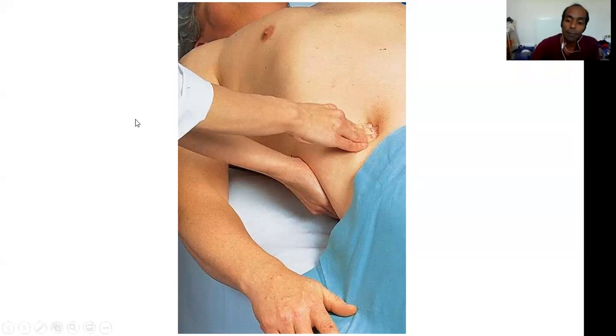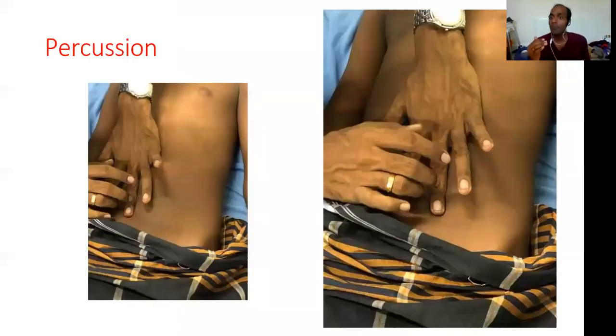Now, we talked about inspection. We talked about palpation. So palpation has two components: superficial palpation for any tender points, and then deep palpation for organomegaly, that is specifically the liver, spleen and kidneys. Then we move on to percussion.